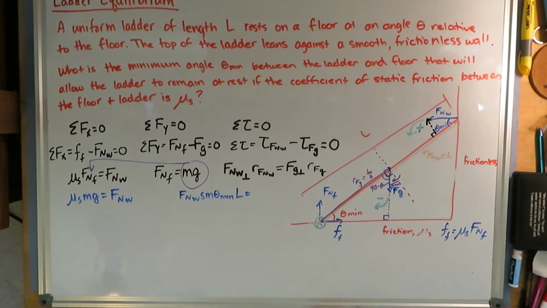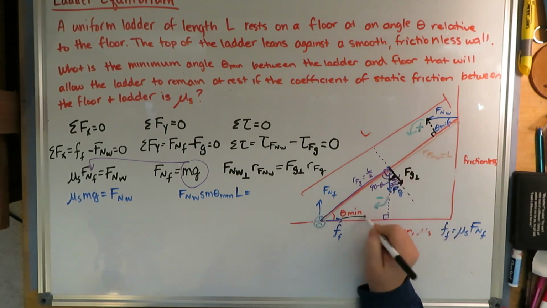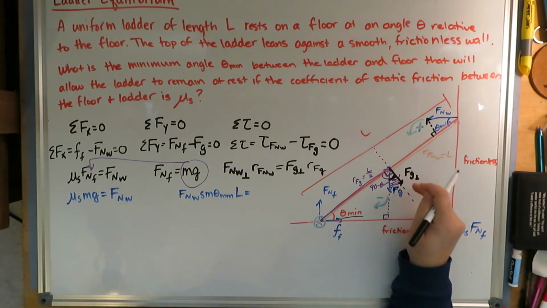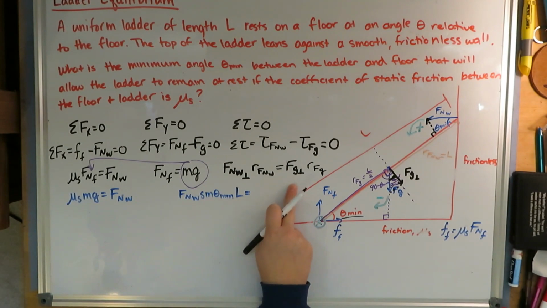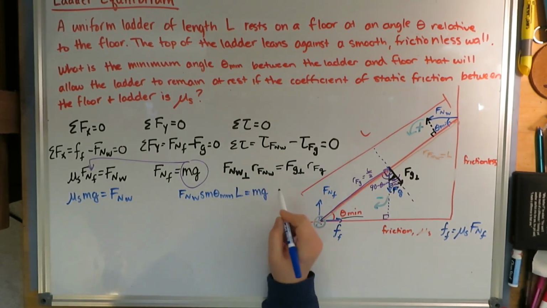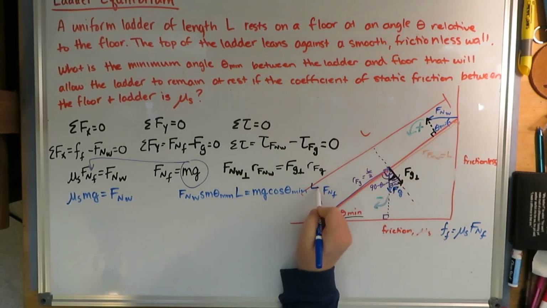If I wanted to find the component that's perpendicular, that component is right here. So this is FG perpendicular. That's the adjacent side of this triangle where this angle right here is theta min. So that means that's based on cosine. So the perpendicular component of gravity is going to be mg times cosine of theta min. And then R for FG is L over 2.